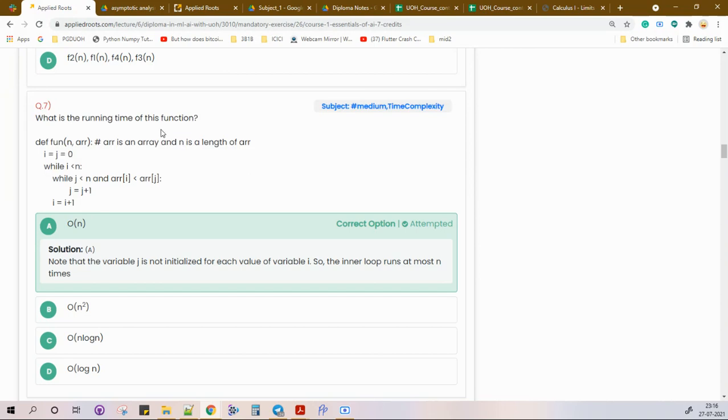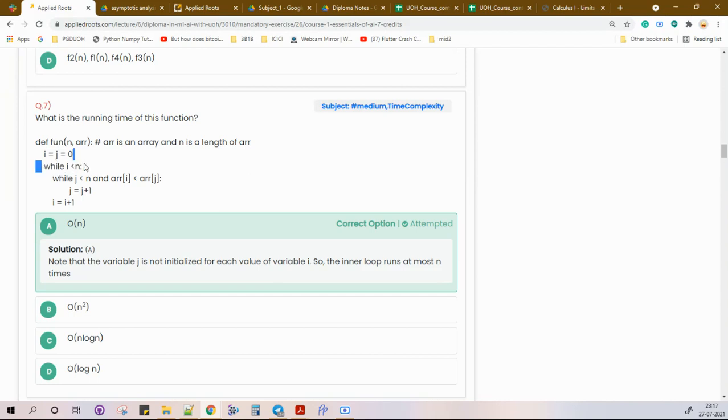What is the running time of this function? Define a function n of array. Array is an array, a double R is an array, and n is the length of an array. Cool. i is equal to j is equal to 0. Cool. While i is less than n.